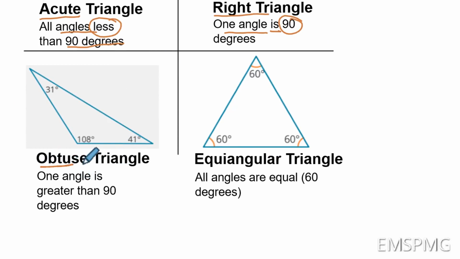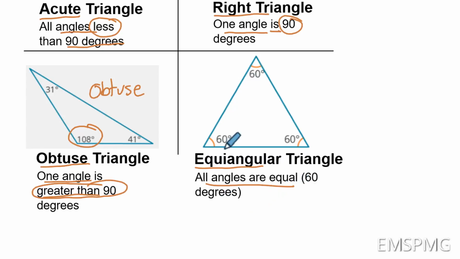So we have an obtuse triangle, and that's when one angle is greater than 90. So that's the important piece right there. Greater than 90. Bam, right here. So we have an angle that's greater than 90. So this is obtuse. And then the last one here, we got equiangular. That means that all angles are equal. So 60, 60, and 60.